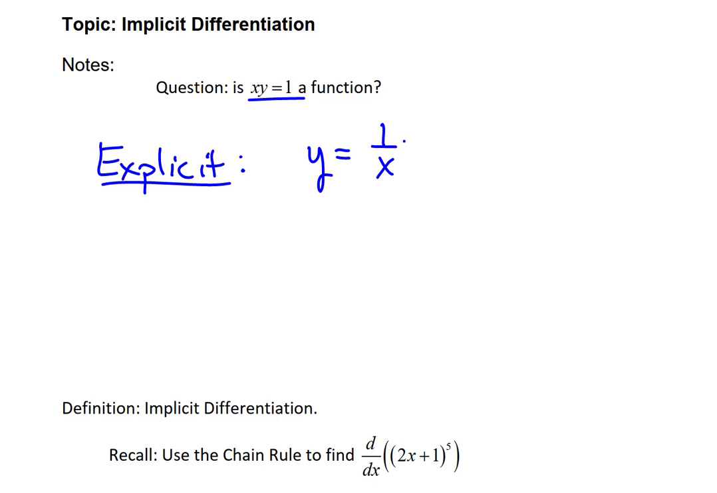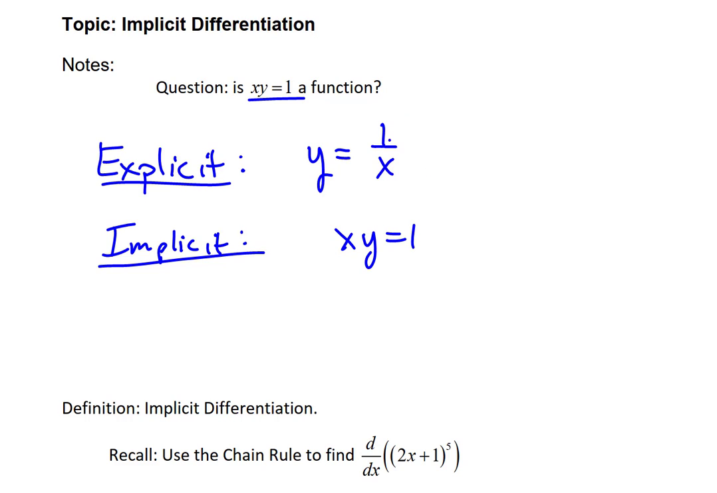And then you could say, in this case, as we're used to in algebra, that y is a function of x. But that's an explicit form of the function because y is alone, and you have x's on the other side of the equation. That's the explicit form. Now, the implicit form is the original xy equals 1.